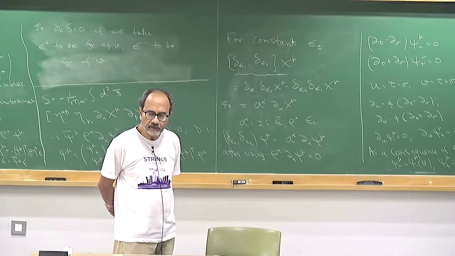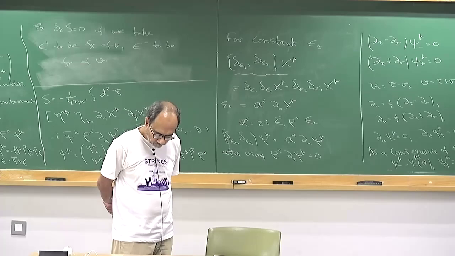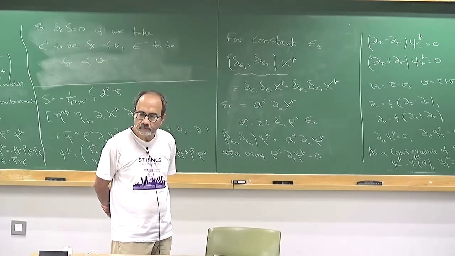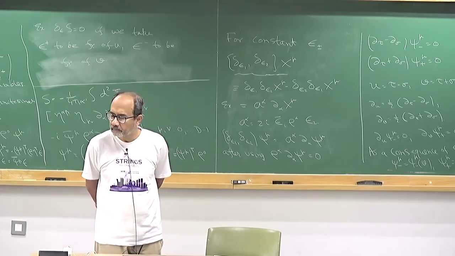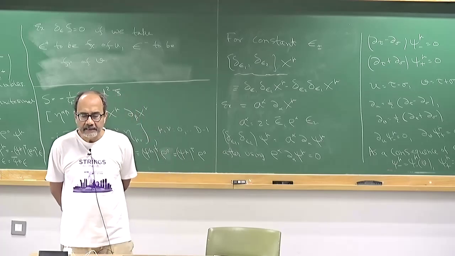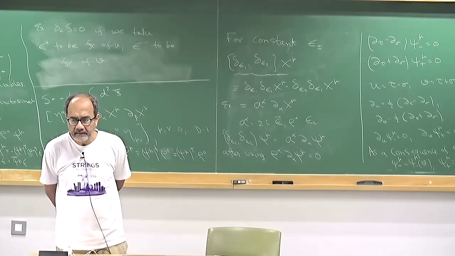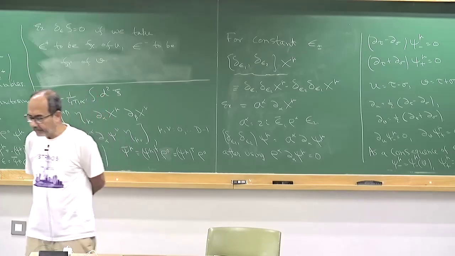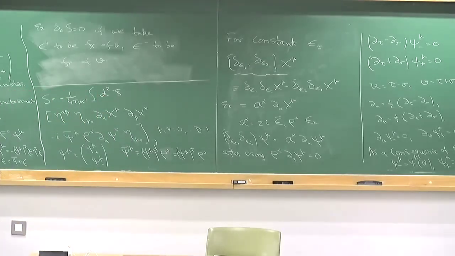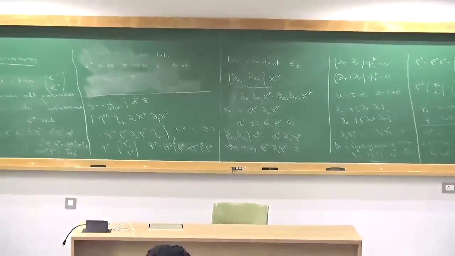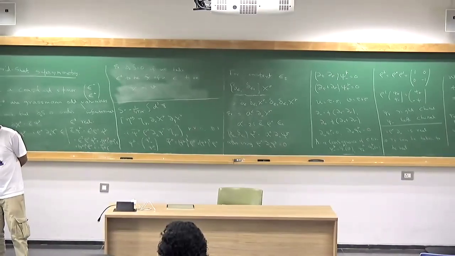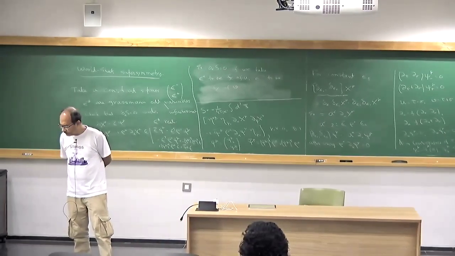Is this clear? Are there questions? What is the motivation to keep the algebra closed off shell? Right now it's closed on shell, but you said we can add some auxiliary field. Is there any reason we would like to do it?